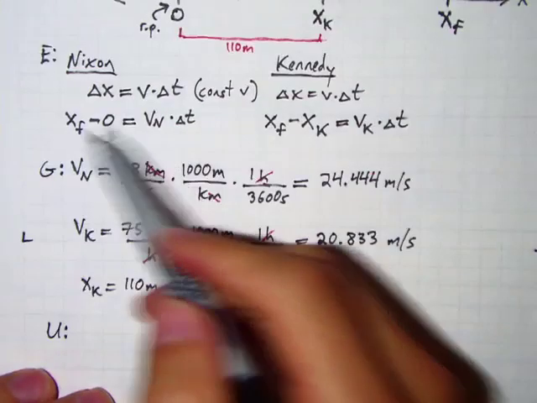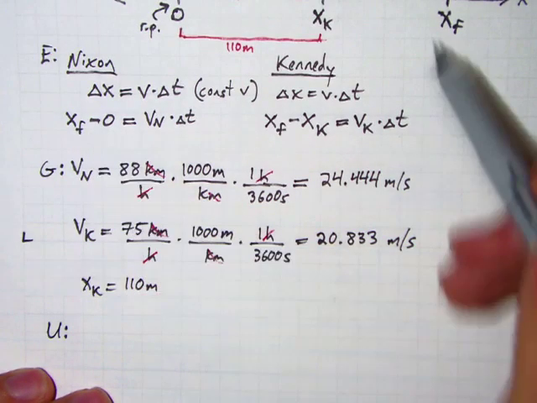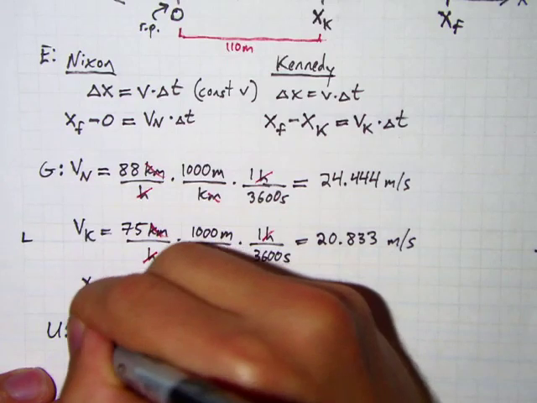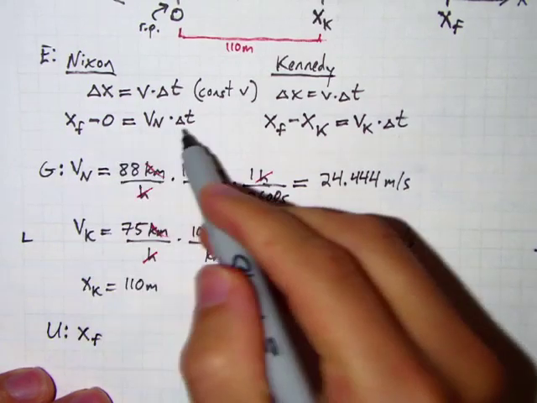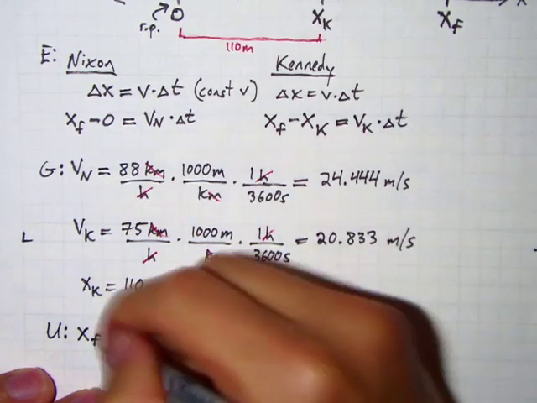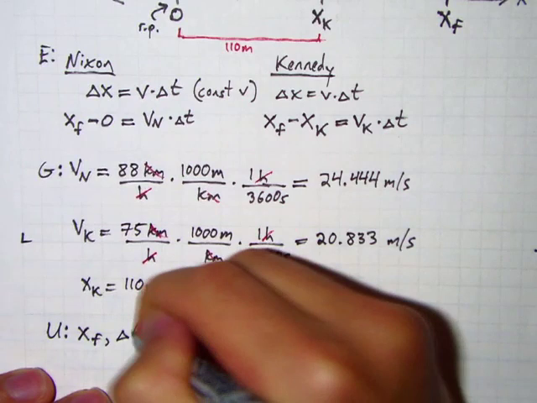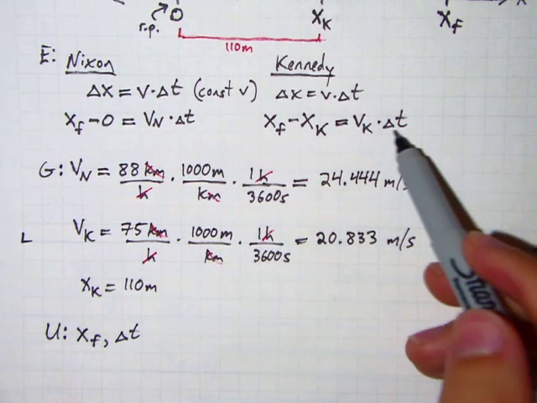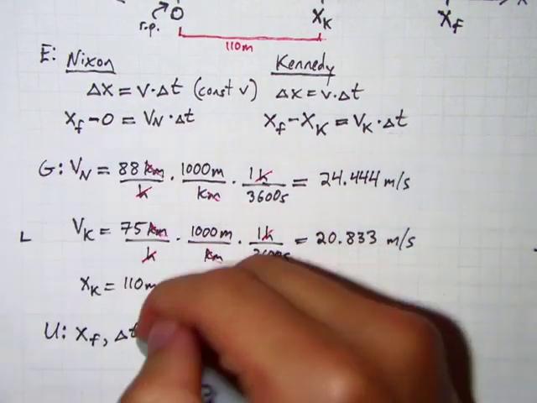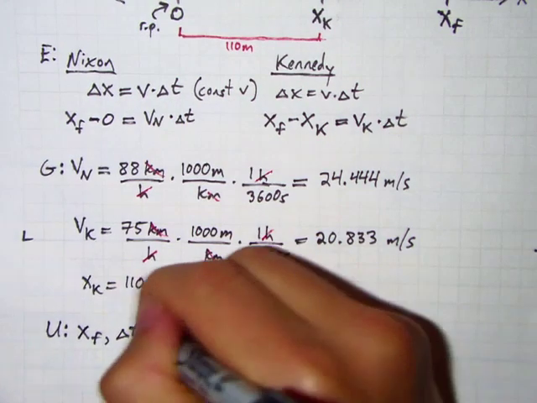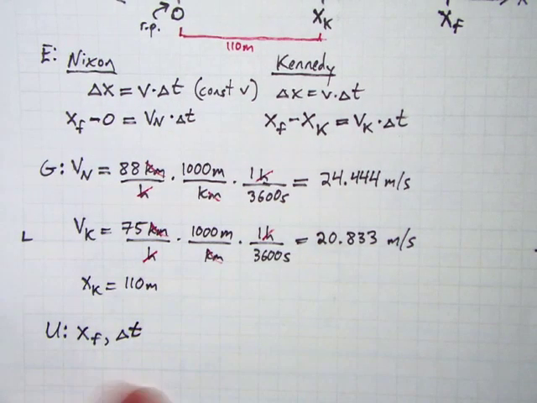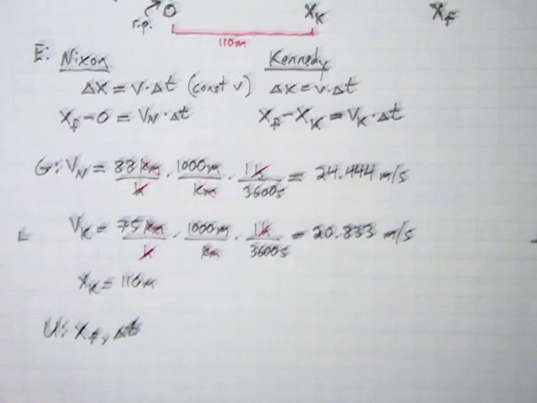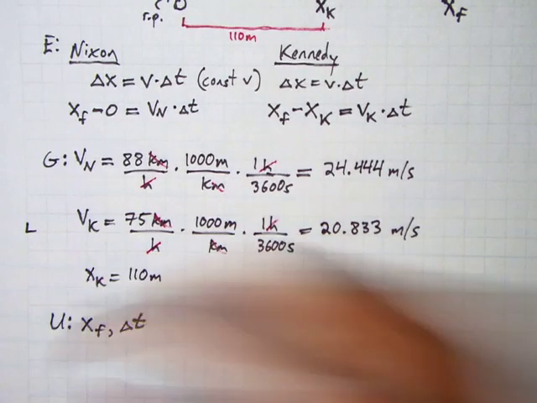Unknowns. In this equation, we don't know the final position. We don't know yet where they're going to meet. So let's list the unknowns. And we also don't know delta t, how long it's going to take them to meet. The change in time from the starting moment to the ending moment when they meet. That's our delta t. Okay, explicitly identifying our unknowns. Now we come to the solve part.